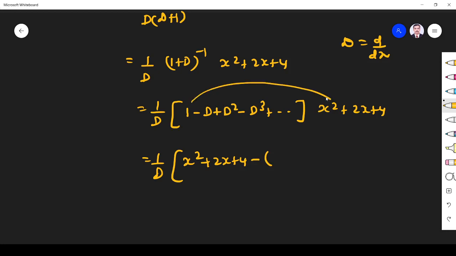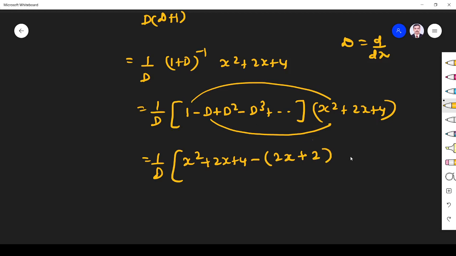First I multiply these two, next I apply this operator. So d of x squared is 2x, d of 2x is 2, where d means differentiation, right? And d of 4, a constant, is 0.